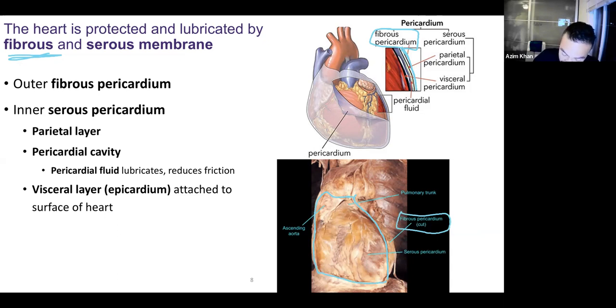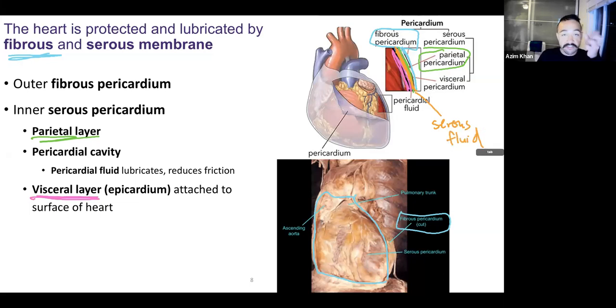Deeper to that, there is a serous pericardium, and there's 2 layers of serous pericardium. There is a parietal serous pericardium, a parietal layer, and then a visceral layer. In between the parietal and visceral layers, you have fluid. And that fluid, that's what the serous fluid is, where it's found, and what lubricates the heart as it's beating.